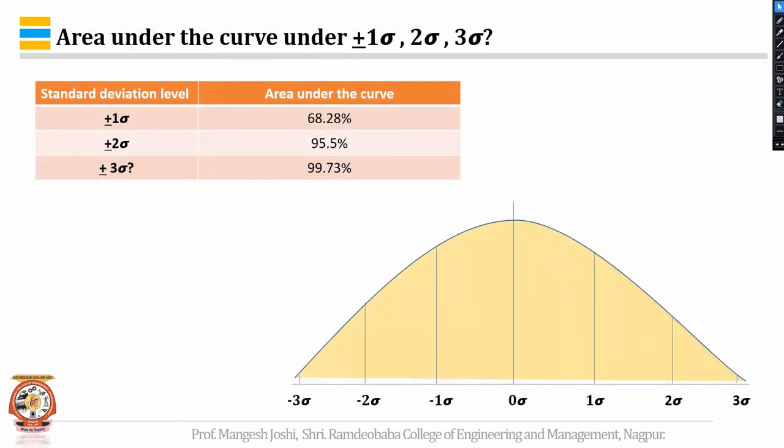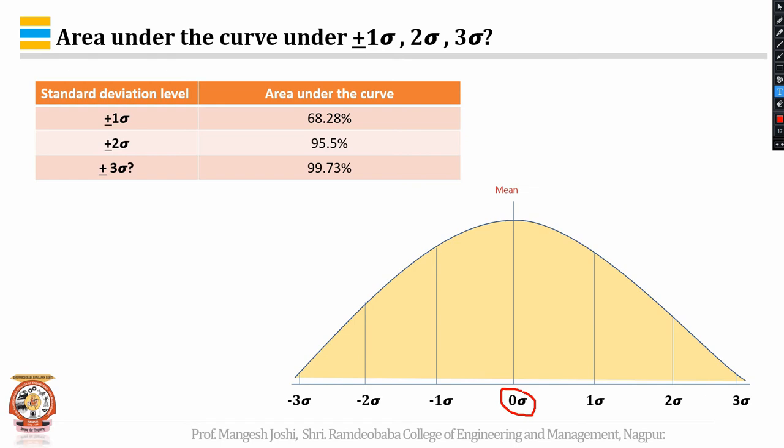Now, area under the curve under plus minus 1 sigma, 2 sigma and 3 sigma. So if you observe the normal distribution curve, this value is of 0 sigma. That is the mean value. Okay, this value represents your mean value.